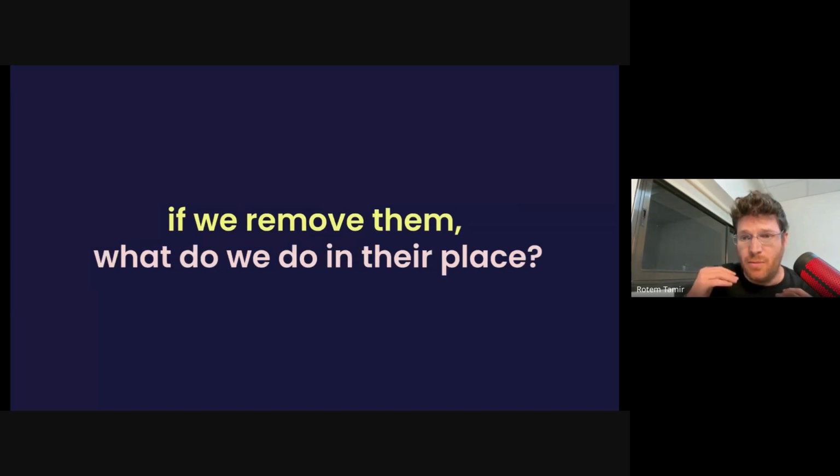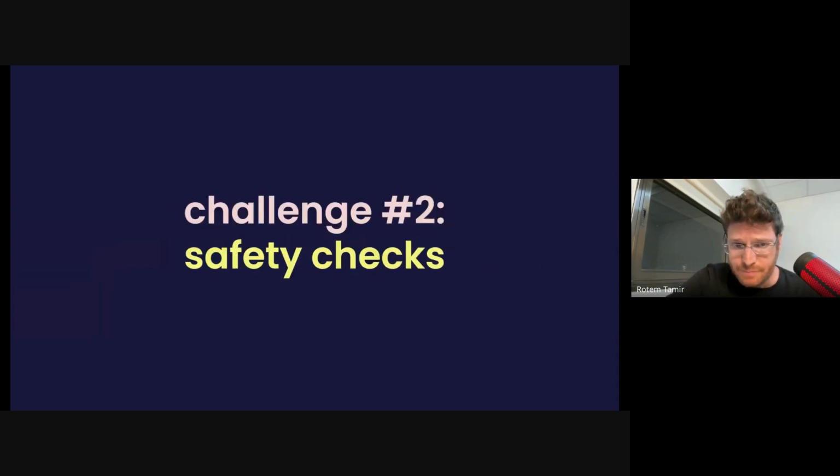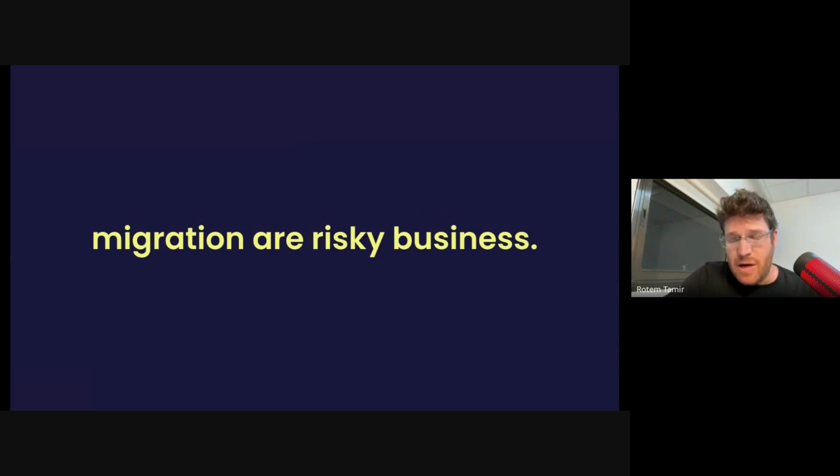So with state-based or declarative migrations, basically we remove the migration files, but what do we put in their place? People still want to have an idea of what's going to happen, so we need some alternative mechanism to provide this clarity. The second one is safety checks. If you're attending and you're interested in Atlas, you probably know that migrations are a risky business.